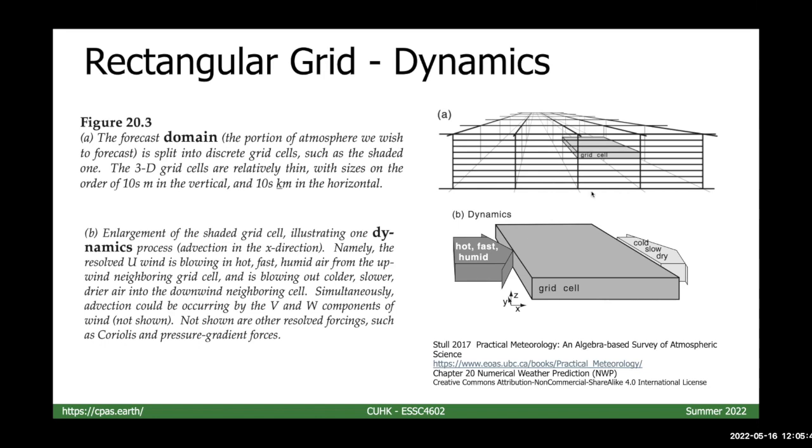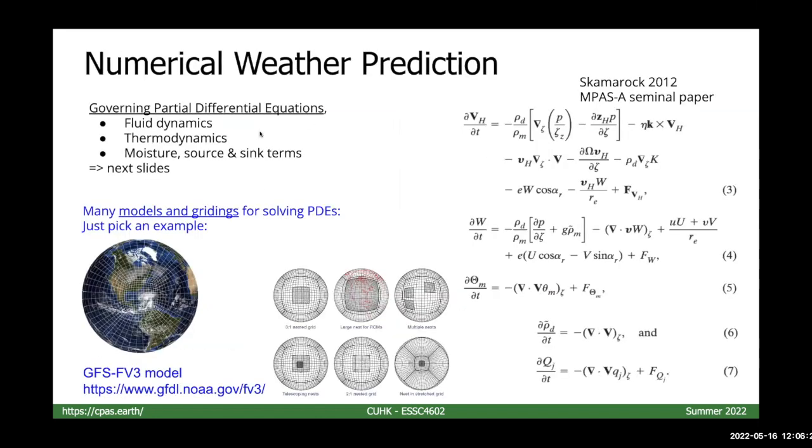The grid is three-dimensional, though very often when we draw, we draw two-dimensional figures. So suppose what you are seeing is a three-dimensional sketch. A grid cell is a three-dimensional one, and cells stack up vertically. And on the horizontal side, it is also divided into grid cells. And in the second figure, it shows how we solve these governing equations.